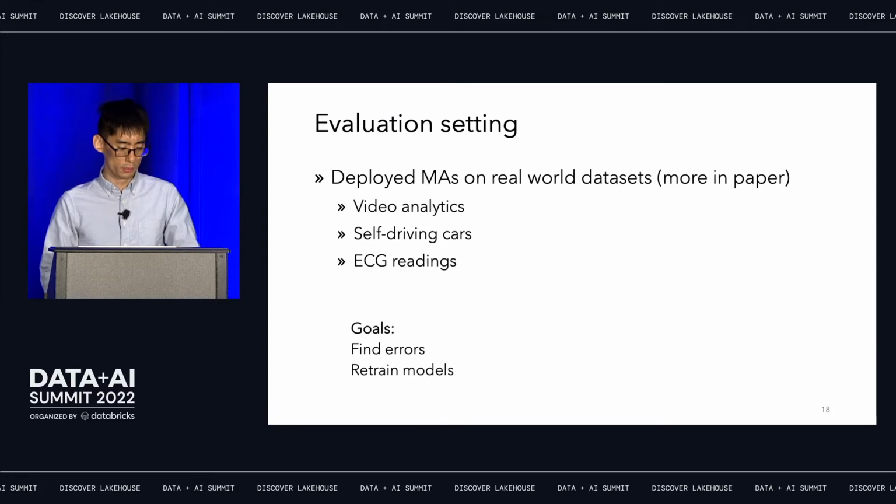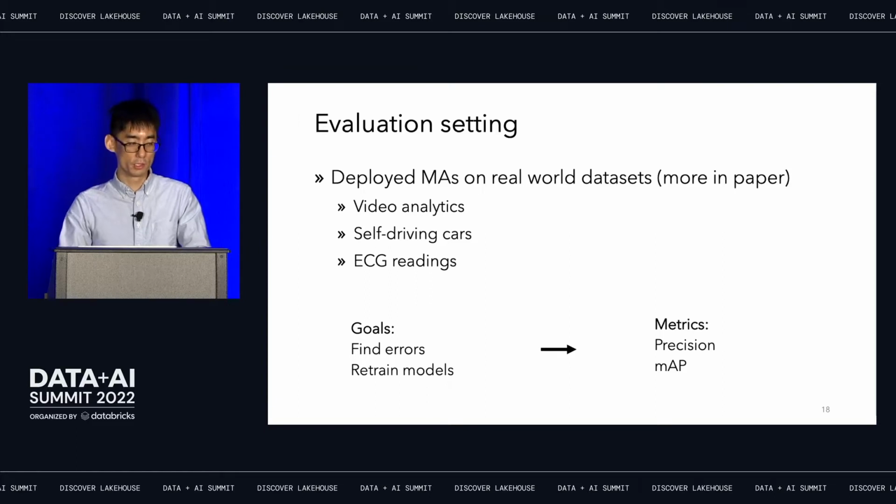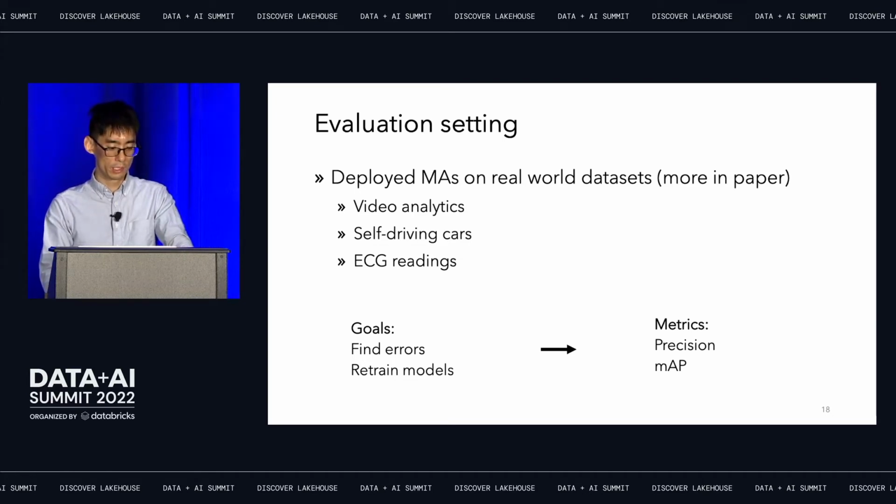If you remember, we had two goals. We want to find errors and retrain models. To measure this, we measure the precision of finding errors. This is basically saying, if the model assertion triggered, is there actually an error in the data? And for the model retraining, we use the metric of mean average precision for the video analytics use case, which is a standard metric for accuracy for object detection.